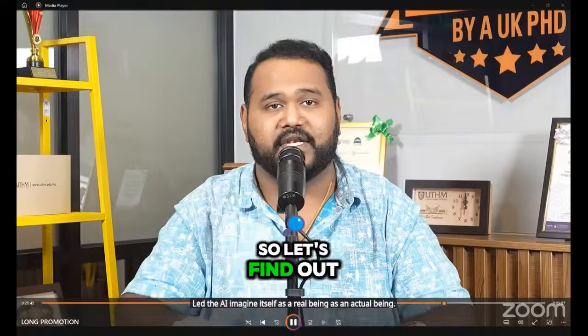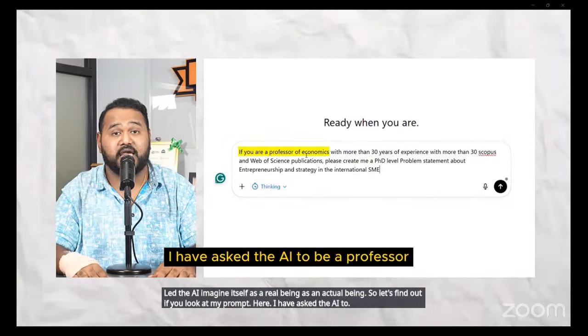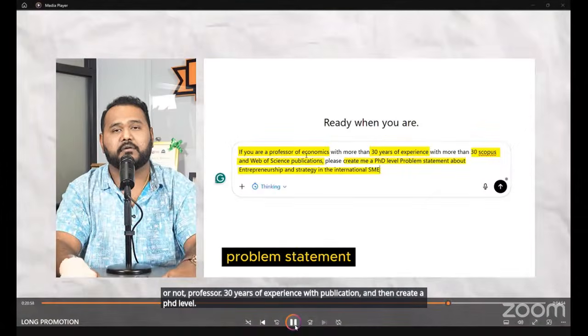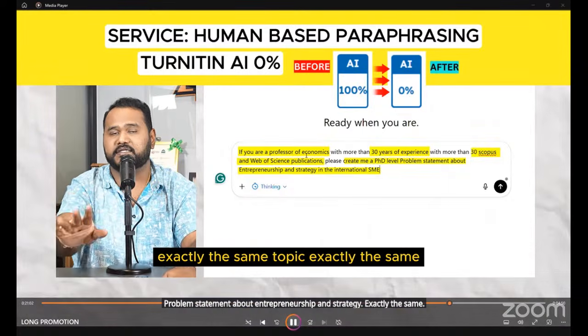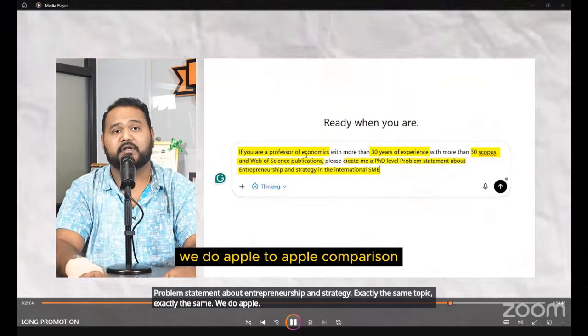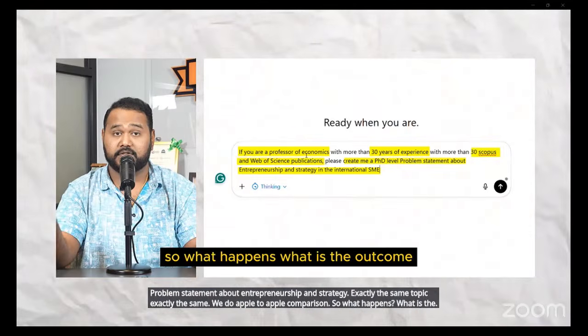So let's find out. If you look at my prompt here, I have asked the AI to be a professor. Saw that or not? Professor, 30 years of experience with publication, and then create a PhD level problem statement about entrepreneurship and strategy. Exactly the same topic, exactly the same. We do apple to apple comparison. So what happens? What is the outcome? So this is the outcome. Look at that. All right.